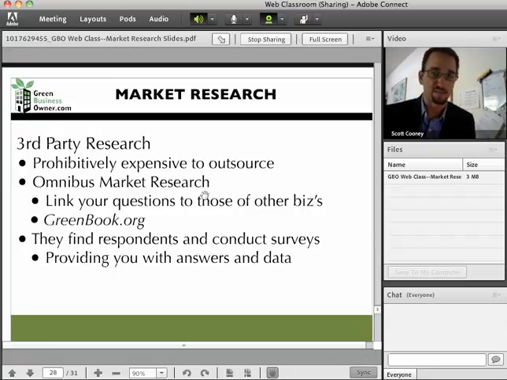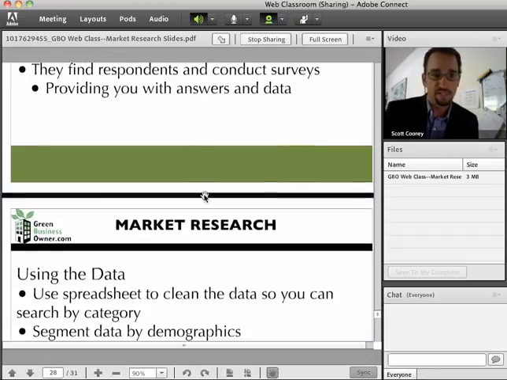And this is a lot less expensive than just hiring out market research, you and the market research company. So it's one way to do it. Again, you can find this through greenbook.org. So that's sort of omnibus stuff.